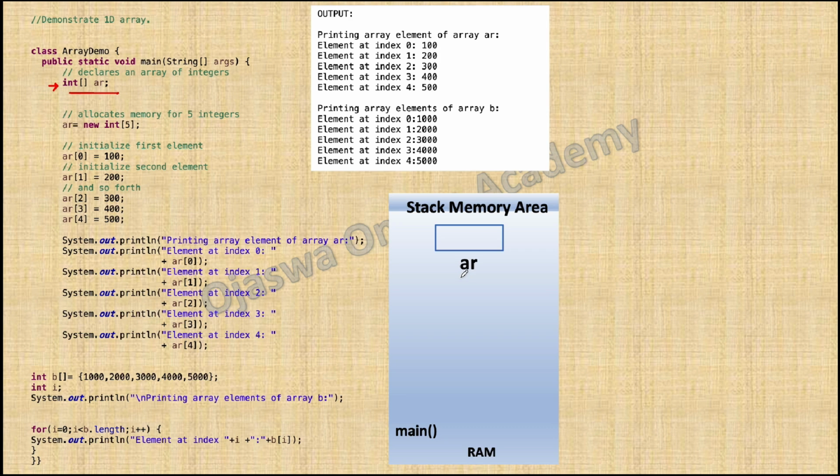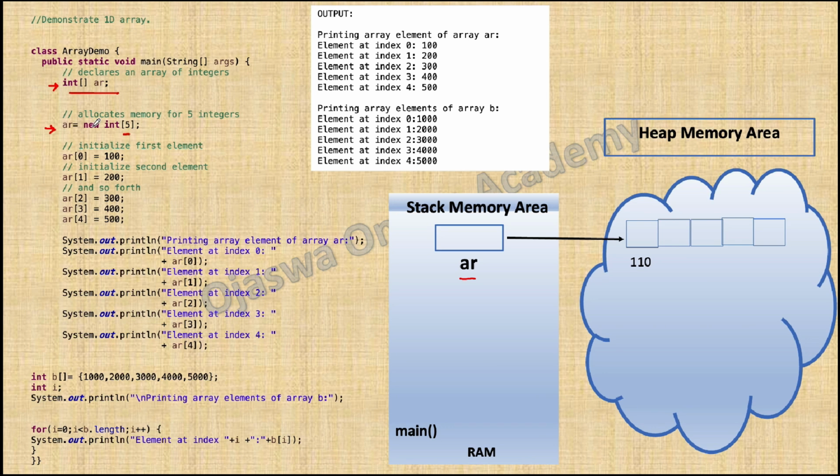So in this first statement, only a reference variable is created inside the stack memory area. The array name is AR. A reference named AR is created on the stack memory area. And in the next statement, when we actually allocate memory to the object, we write AR equal to new int 5. That means we are defining an array object of size 5 of type integer. So when this statement is executed, the actual object of size 5 is created on the heap memory area and AR will start pointing to the array object.